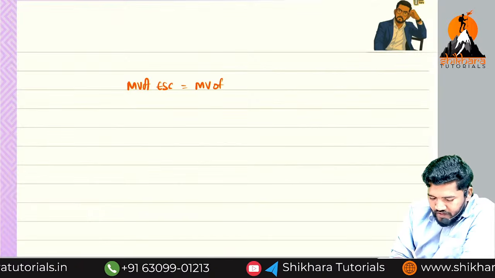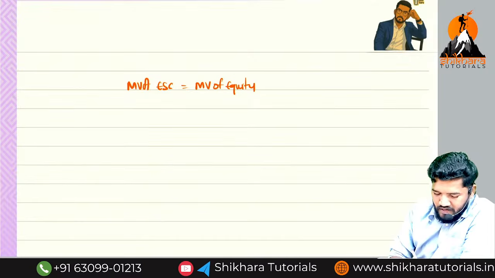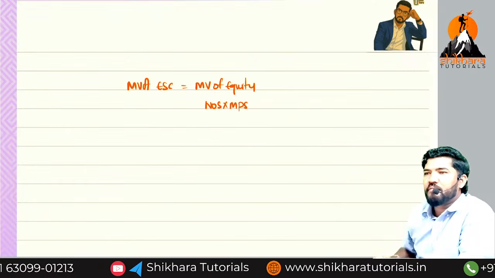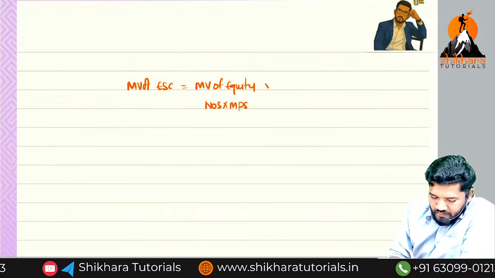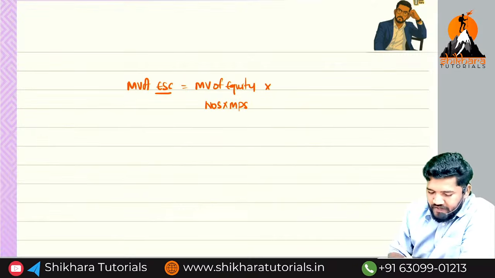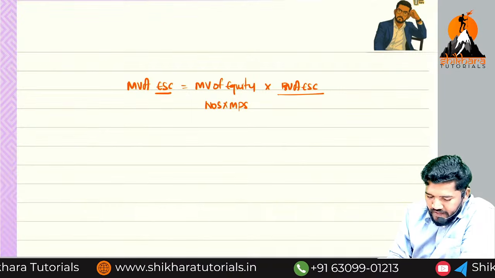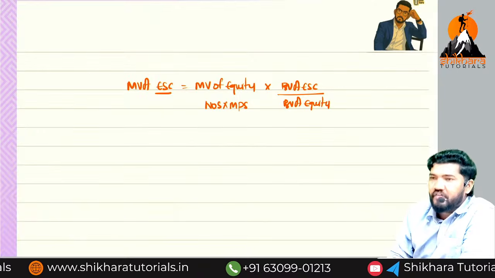Now, if you want market value of equity share capital, you have already calculated market value of equity. How do you calculate this market value of equity? Number of shares into MPS. But I don't want market value of equity, I want the split. For that purpose, what do you require? Book value of equity share capital divided by book value of equity. Now what does book value of equity mean?